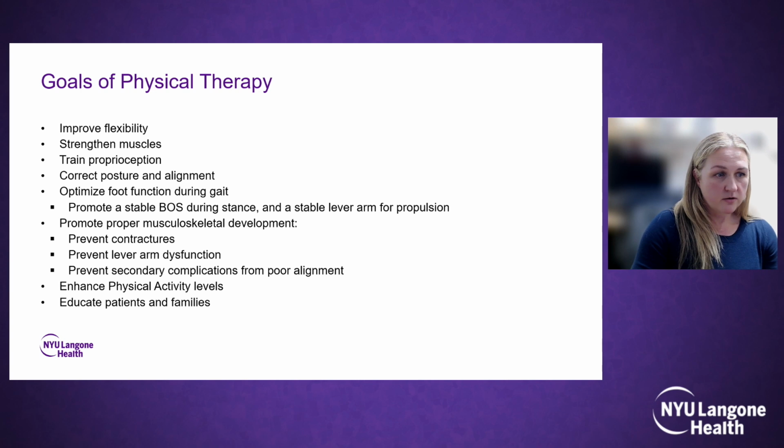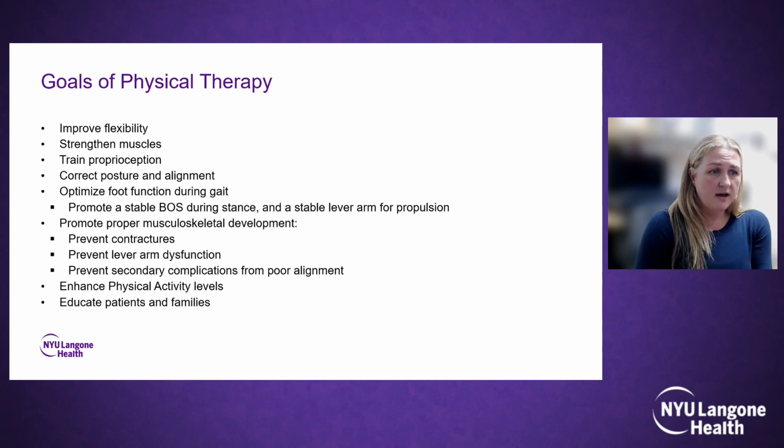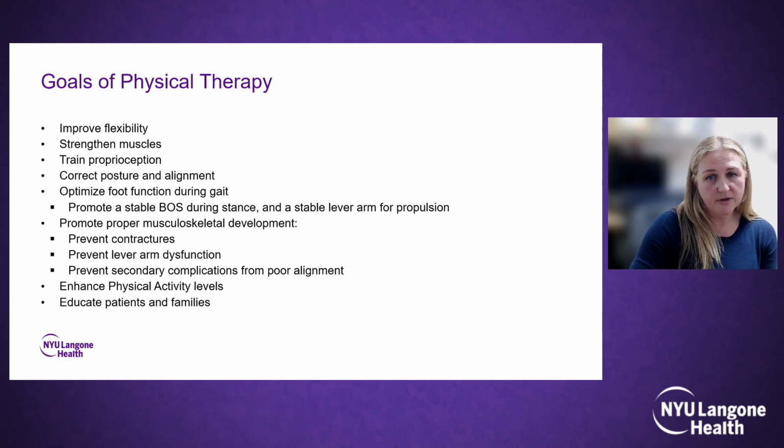So goals of therapy, we're trying to improve the flexibility, strengthen weak muscles, train the proprioception. If their foot is being held in bad alignment and then say it's surgically corrected, their proprioception is going to be altered. So we need to retrain how they can move with correct posture and alignment. We want to promote stable base of support, optimizing function during gait. And, most importantly, I think, preventing secondary complications from poor alignment.